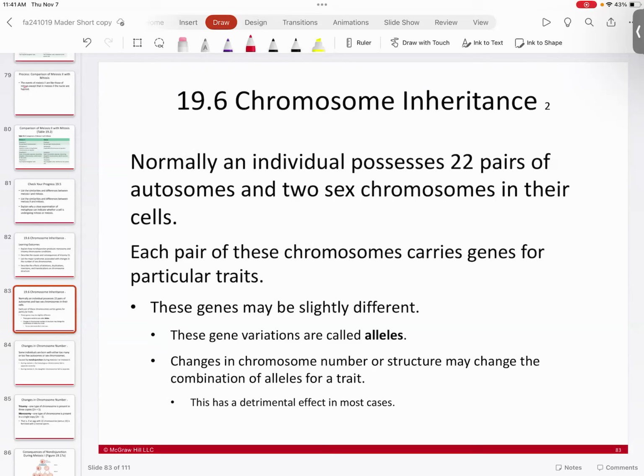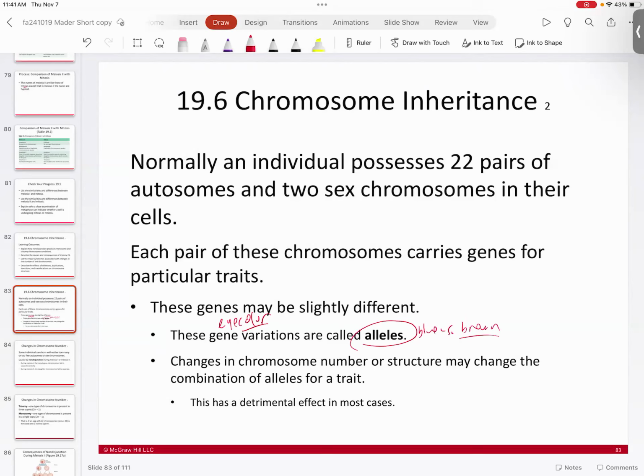But these genes can be a little bit different from each other. We call these differences between the genes alleles. Like, for instance, if I have a gene, which is maybe controlling eye color, I can have different versions of that gene, like different colors of eyes. Like, for instance, I can have blue versus brown. Those will be the alleles.